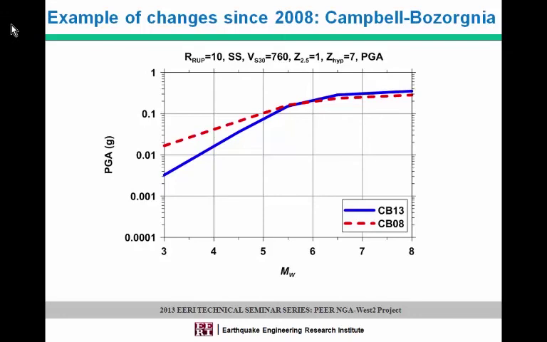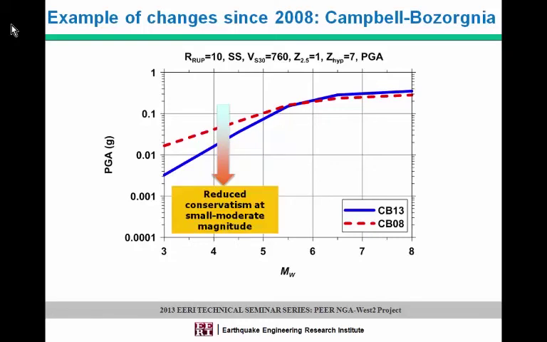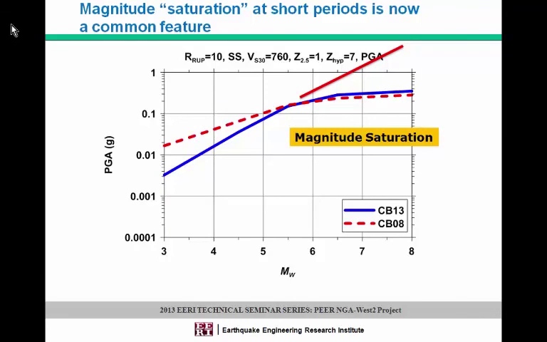This is for Campbell and Bozorgnia. Peak ground acceleration versus magnitude is magnitude scaling. The red is what we had in 2008. The blue is what we have now. The point that I'm going to make is this. By adding thousands of small magnitude data, we could reduce the conservatism and over prediction at a small magnitude range.